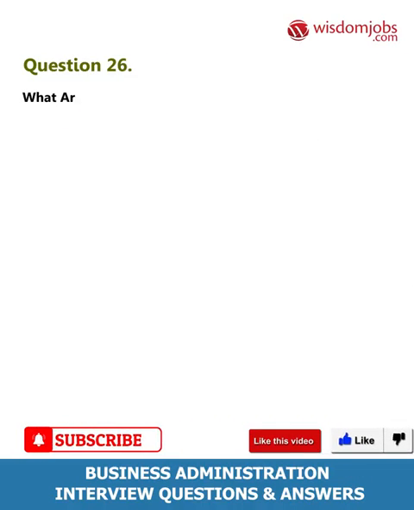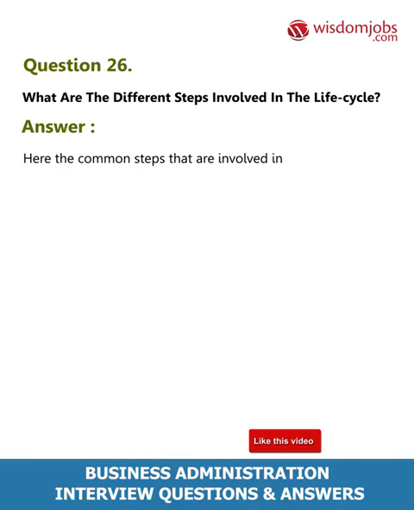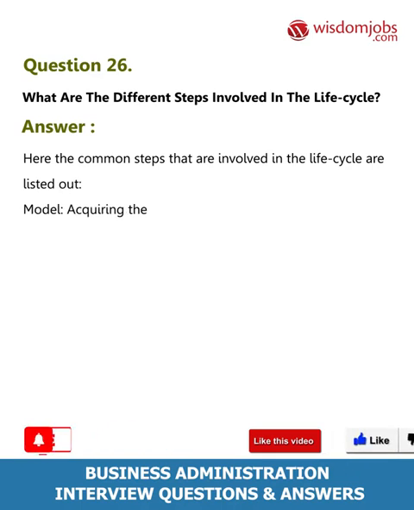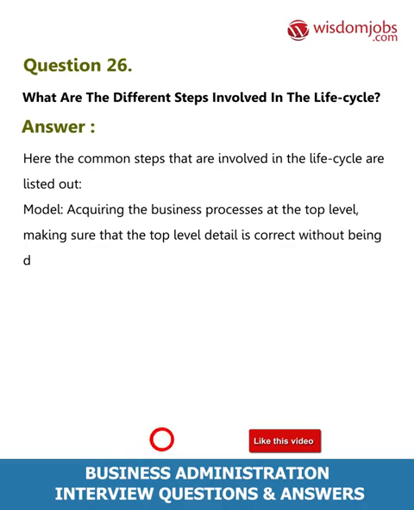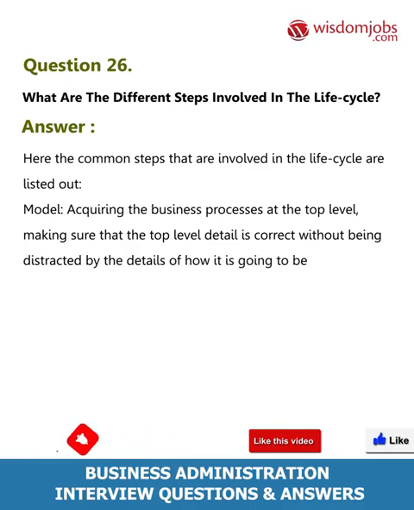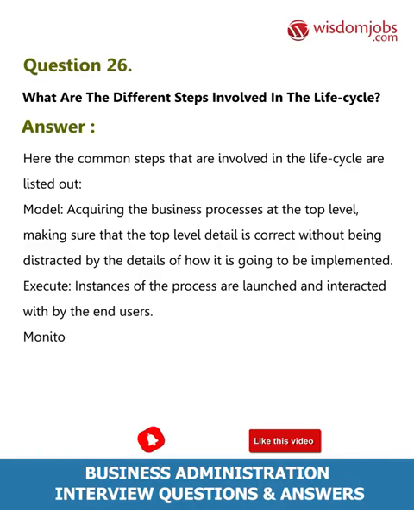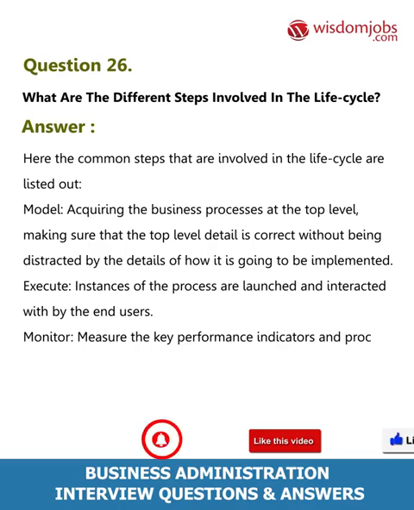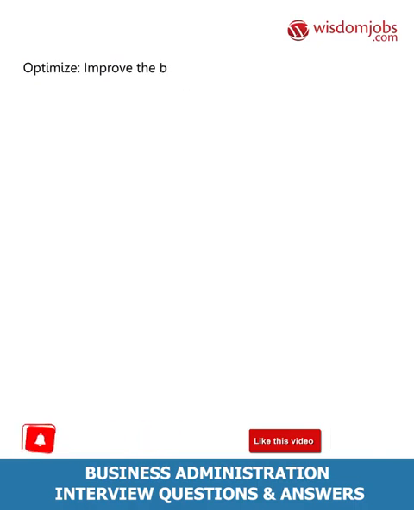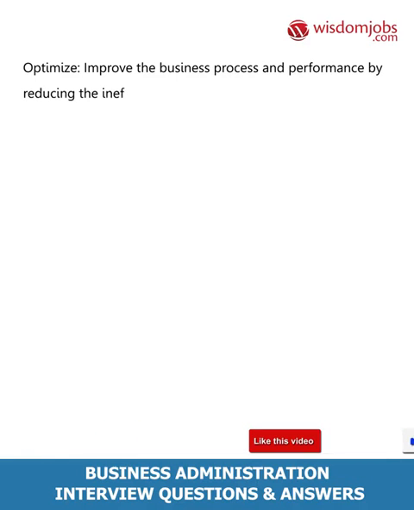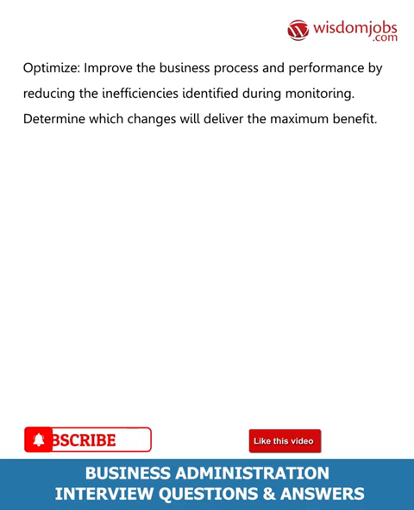Question 26. What are the different steps involved in the life cycle? Answer. Here the common steps that are involved in the life cycle are listed out. Model. Acquiring the business processes at the top level, making sure that the top level detail is correct without being distracted by the details of how it is going to be implemented. Execute. Instances of the process are launched and interacted with by the end users. Monitor. Measure the key performance indicators and process performances to understand where the inefficiencies in the process are. Optimize. Improve the business process and performance by reducing the inefficiencies identified during monitoring. Determine which changes will deliver the maximum benefit.